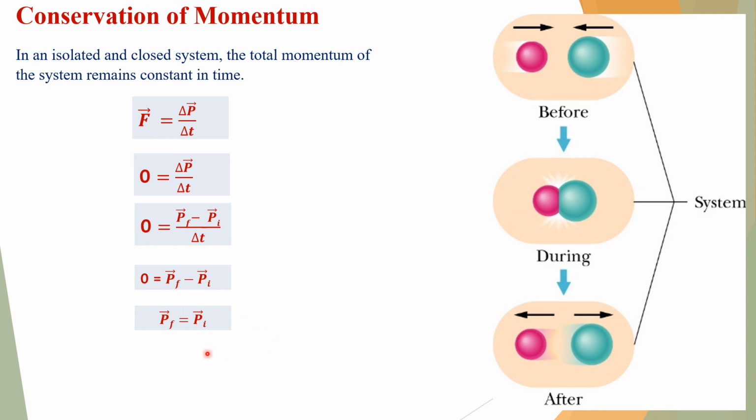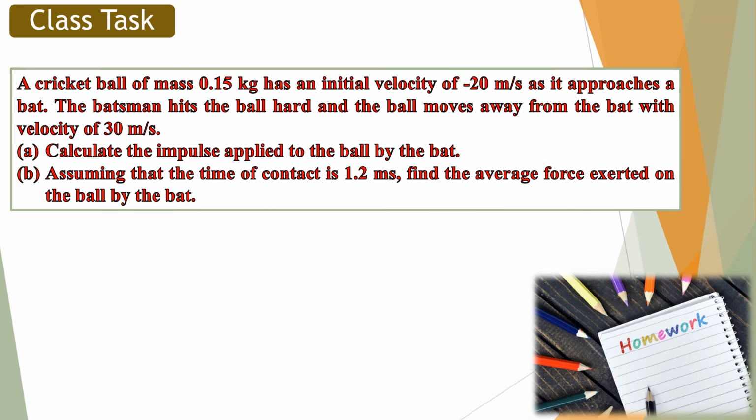So from here we know that the final momentum of the system must be equal to the initial momentum of the system when there is no external force applied on the system. That is known as the conservation of momentum. The total momentum of the system cannot change when there is no external force applied on the system. This is your class task, try to solve it.